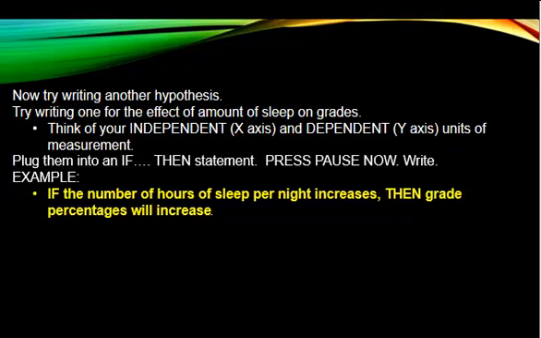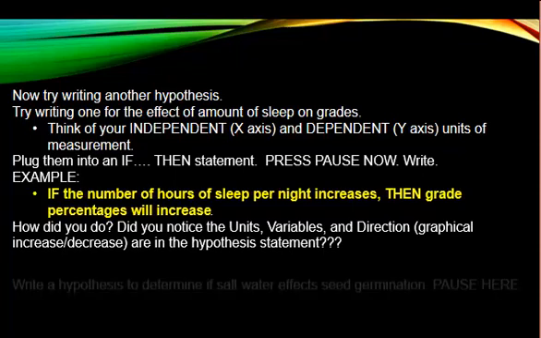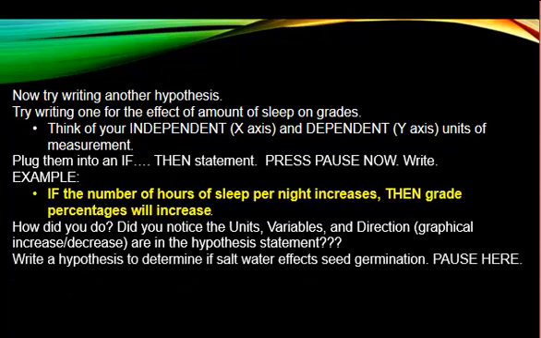So how did you do? All right, write down whatever you may have missed. Reflect on how you could have made it more measurable, and let's try another one. Write a hypothesis using units, variables, and direction on a graph, like increase or decrease, to determine if salt water affects seed germination. Okay, pause here.